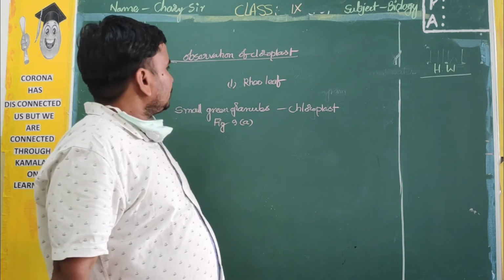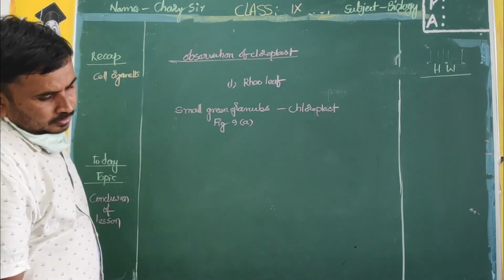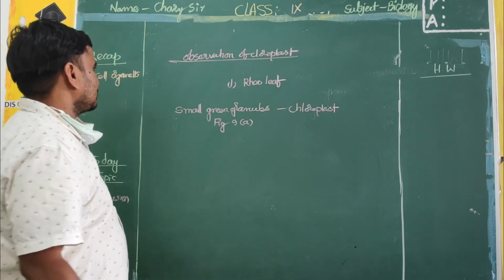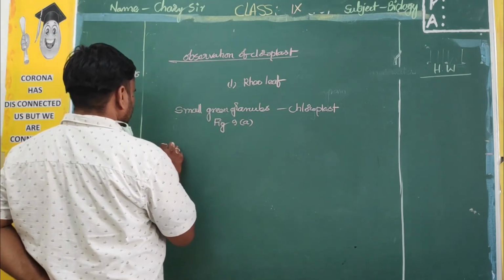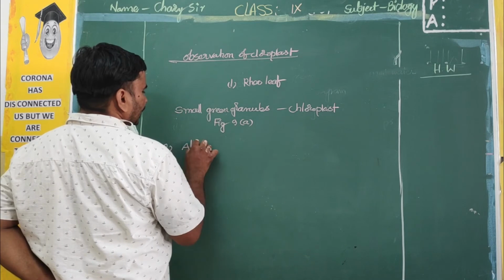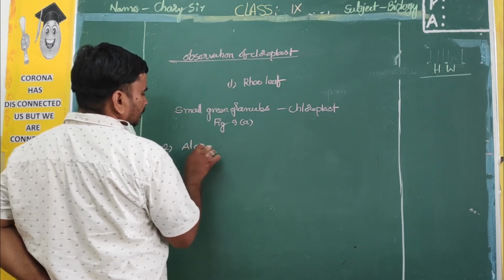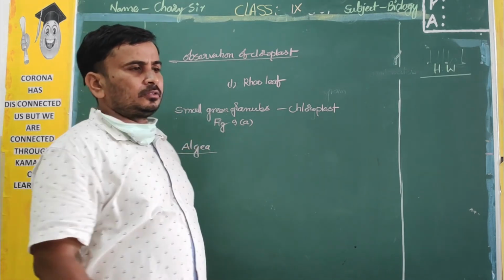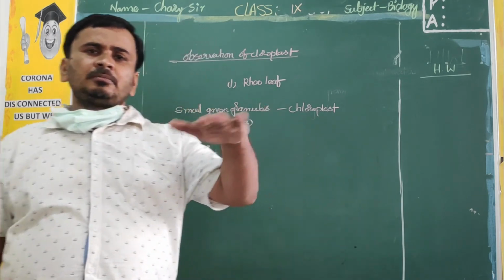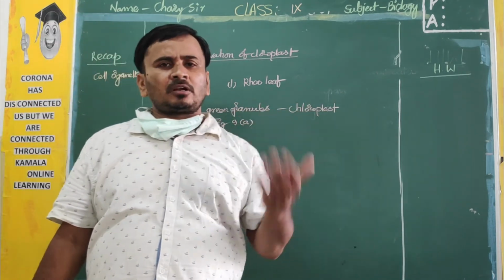Okay. Next, the second one is observing the chloroplast in algae. Algae is nothing but a greenish layer on the water. Greenish layers will be there in the rainy season. You can see that, it is called algae. Green color will be there.